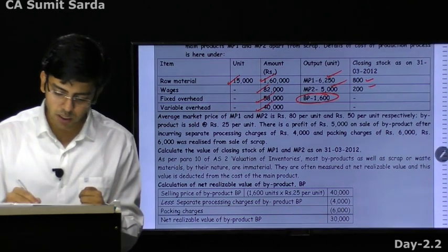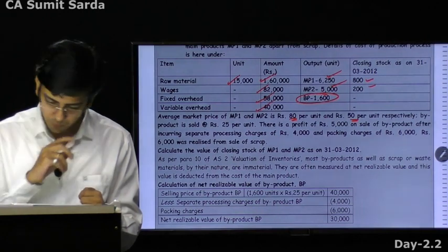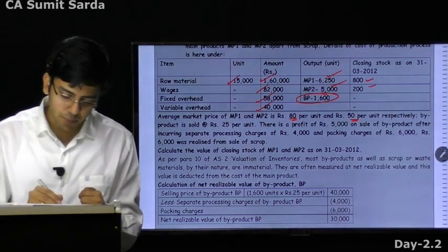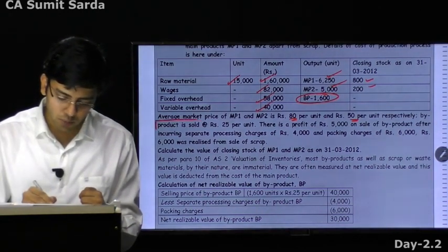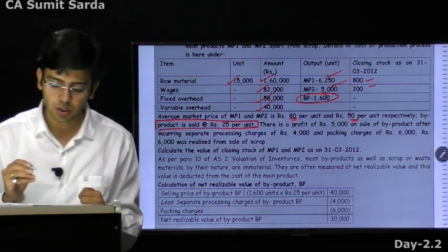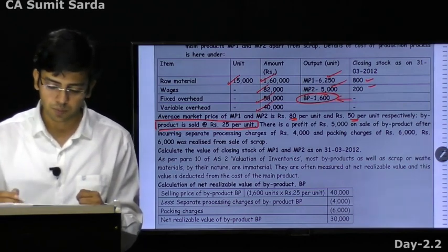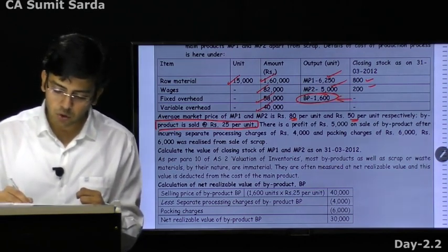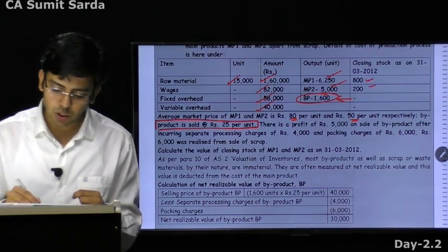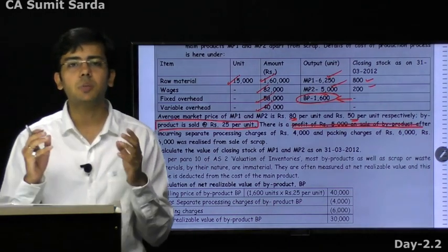Average market price is 80 per unit and 50 per unit of main products. Byproduct is sold at, now this is the data that is important for us, 25 per unit. What is the price at which you are selling the byproduct? 25. How many units are you going to sell? 1600. There is a profit of 5000 on sale of byproduct. Please ignore. This is additional data given by the institute which doesn't make any sense.